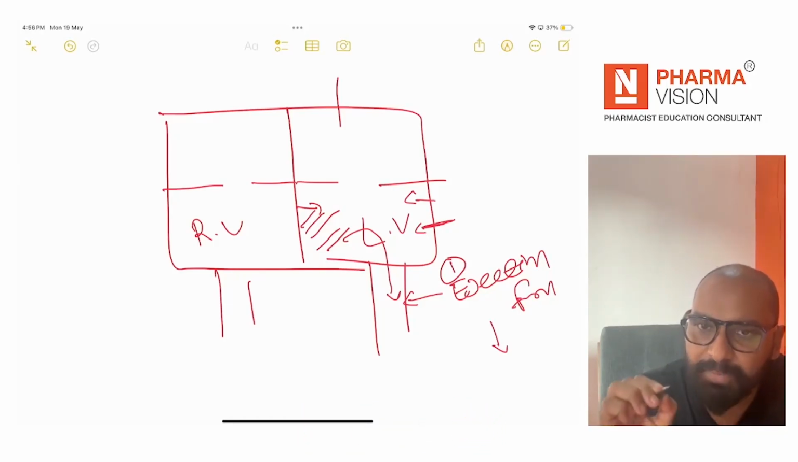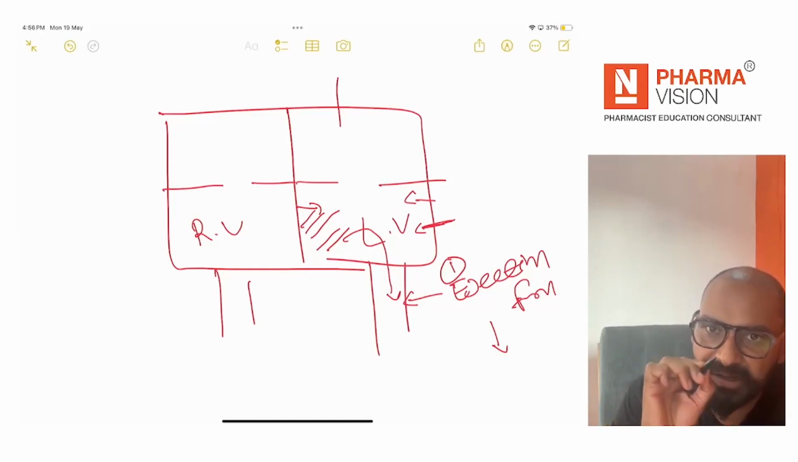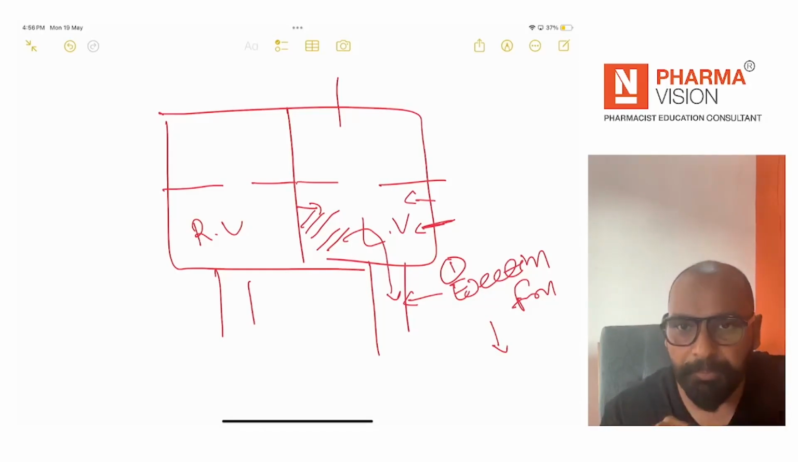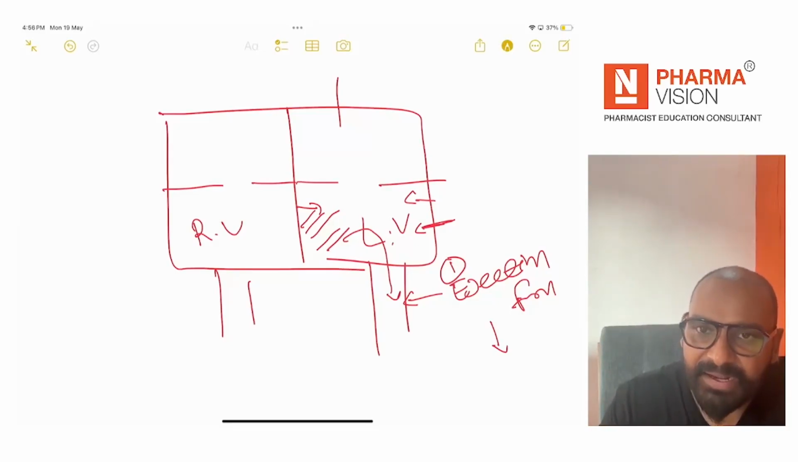Ejection fraction mainly depends upon the left ventricle, because the left ventricle pumps blood throughout the body. So if the left ventricle is not pumping properly, that means the ejection fraction is decreased. This is a very important term that you have to remember.